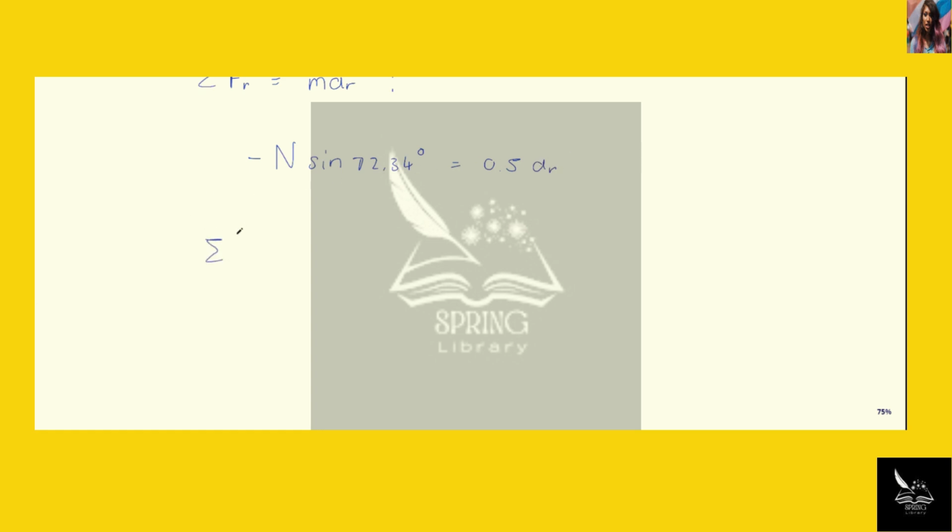Similarly, the sum of all the angular forces F theta is equal to m times a theta. And so from here we can see that along the theta axis this is F minus N times the cosine of 72.34 degrees, and this is equal to 0.5 a theta.